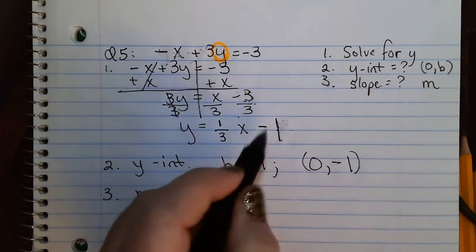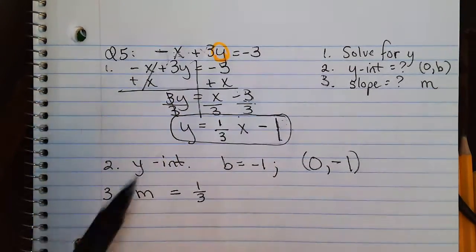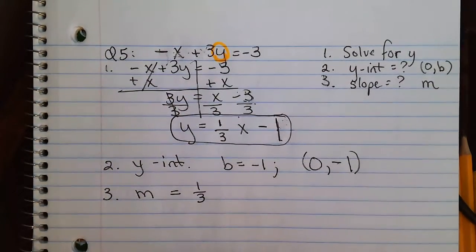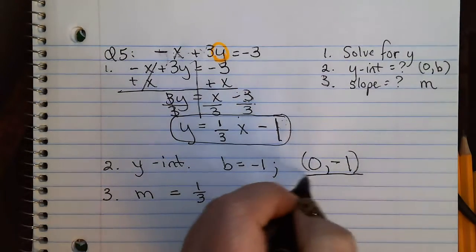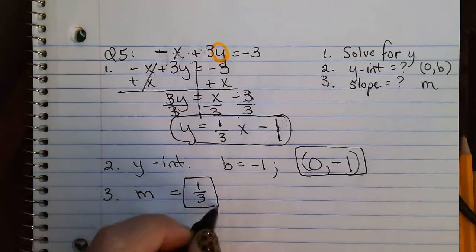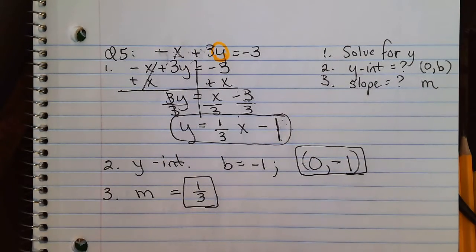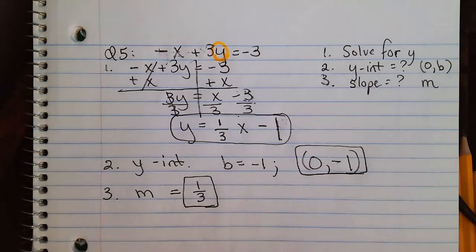So on my open math, in that first answer block, you're going to type your equation, y equals 1/3 x minus 1. On the second answer block, you are going to type your ordered pair. And on the third answer block, you are going to type your slope. Okay, so box 1, box 2, box 3. Then you are going to take a photo and upload your work, of course, because I do need to see that.